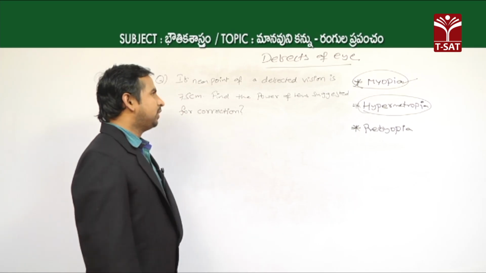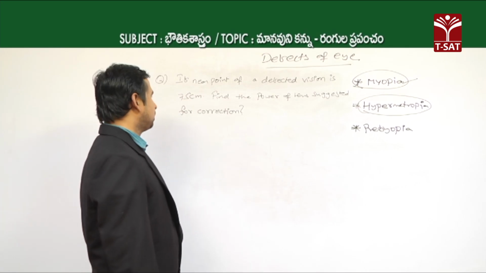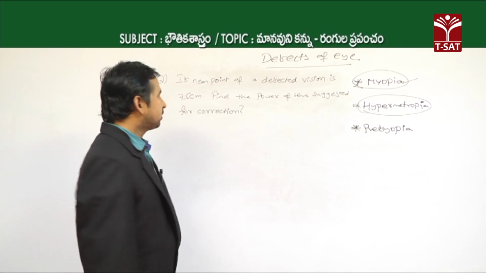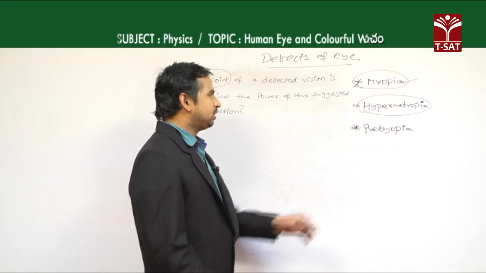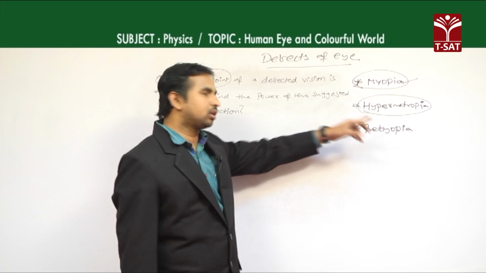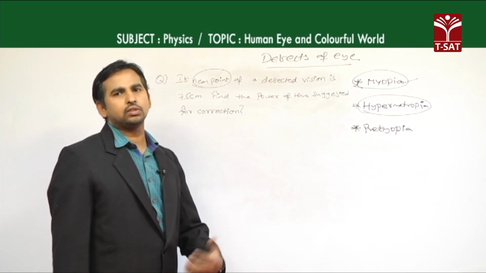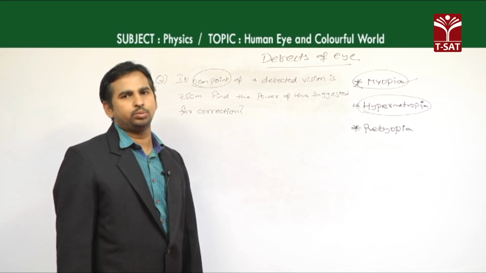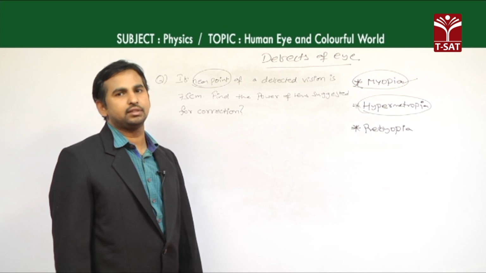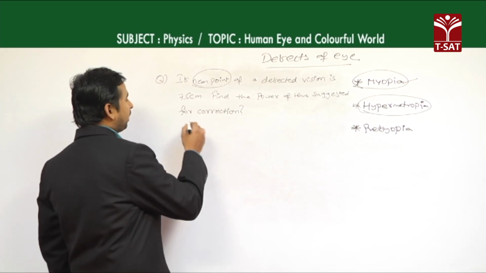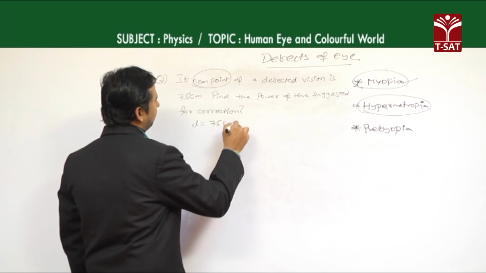If the near point of the defective vision is 75 centimeters, then find the power of the lens suggested for correction. As the question is about the near point, it is meant for hypermetropia, because we know that the near point is nothing but the minimum distance at which a long-sighted, defective eye can see the object very clearly. So the near point, d, is given as 75 centimeters.